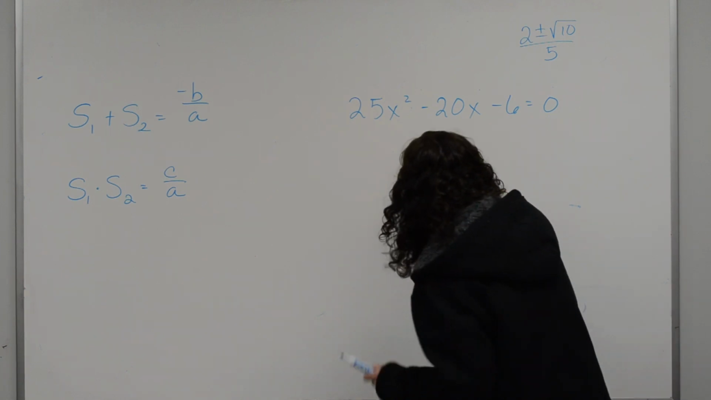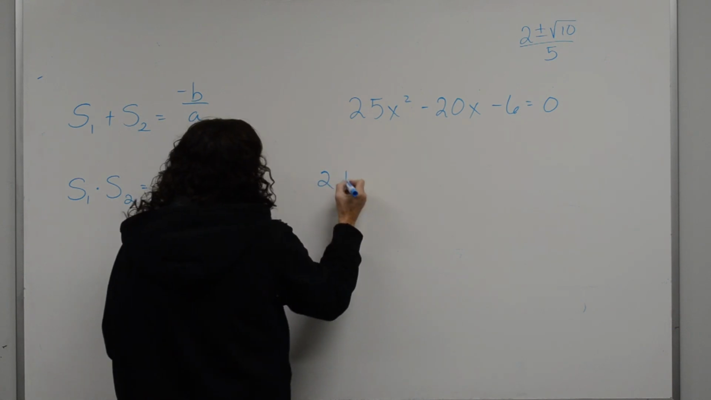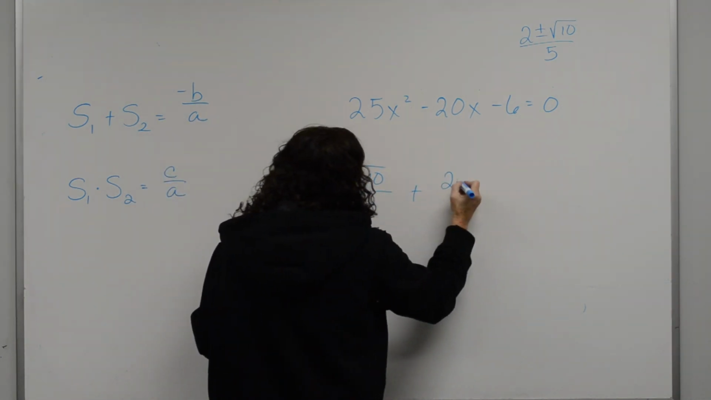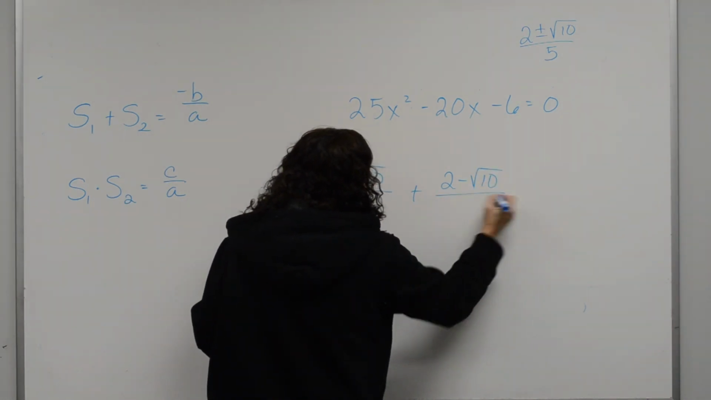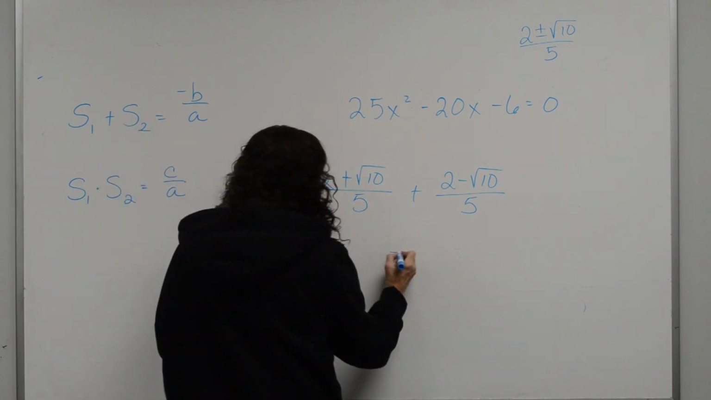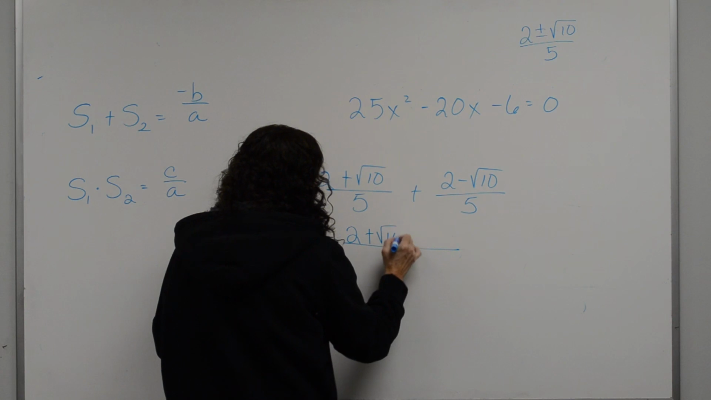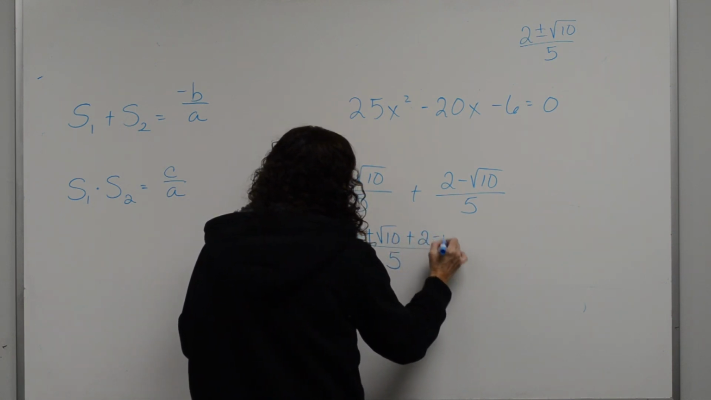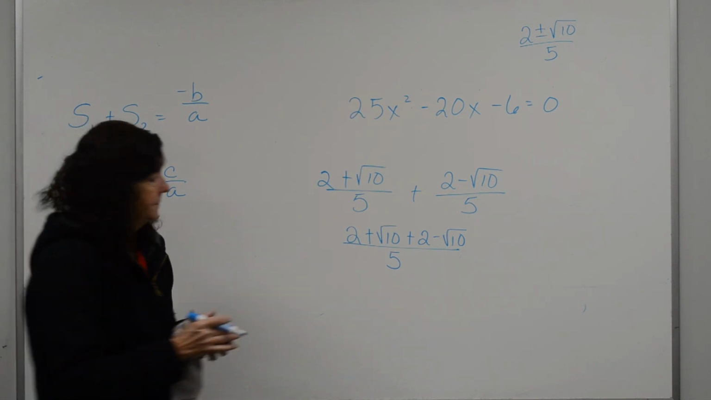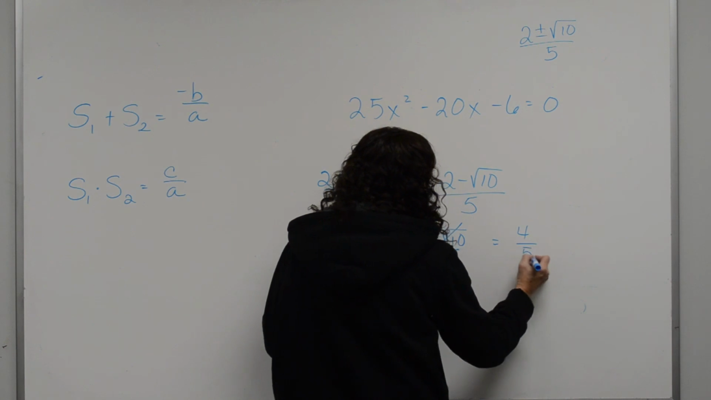All right, so now if I go back and I add 2 plus the square root of 10 over 5 plus 2 minus the square root of 10 over 5. Notice they have a common denominator. So I can write this with a 5 on the bottom as 2 plus the square root of 10 plus 2 minus the square root of 10. What happens to the square roots of 10? They cancel out. So I'm going to get 4 over 5.